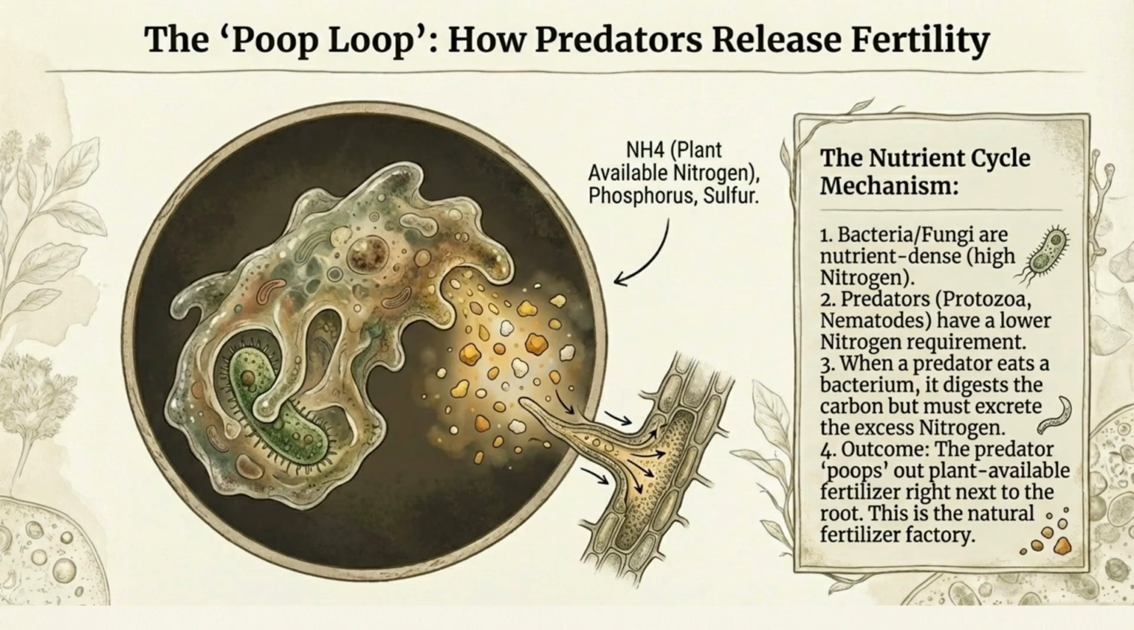Bacteria and fungi are nutrient-dense. Predators like protozoa and nematodes have a lower nitrogen requirement. When a predator eats a bacterium, it digests the carbon but excretes the excess nitrogen, or plant-available fertilizer, right next to the root. This is nature's fertilizer factory.